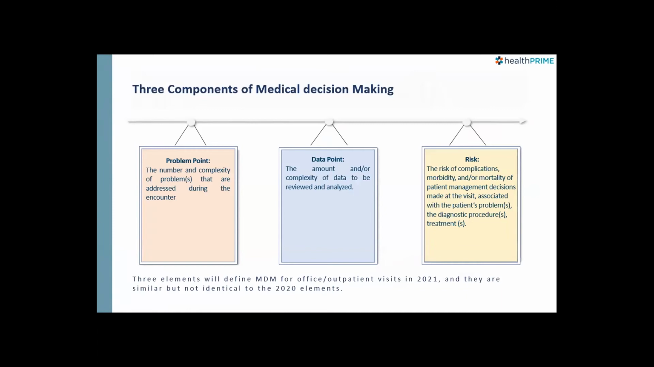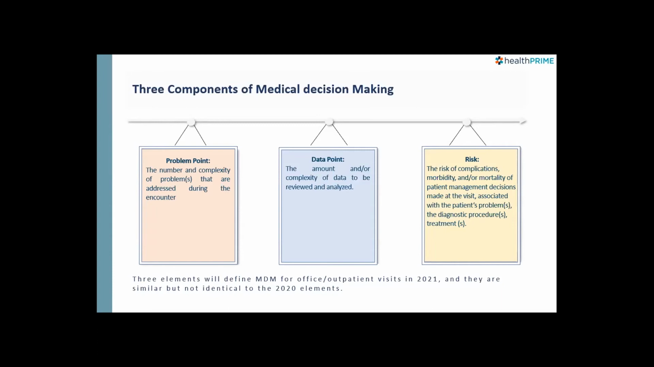There are 3 main components of medical decision making. The first one is problem point, that is the number and complexity of the problems that are addressed during the encounter. The second one is data point, the amount and or complexity of the data to be reviewed and analyzed. And the third one is risk, the risk of complications, morbidities, and or mortality of patient management decisions made at the visit associated with the patient's problem, the diagnostic procedures, and the treatments. So the 3 elements will define medical decision making of office outpatient visits in 2021.